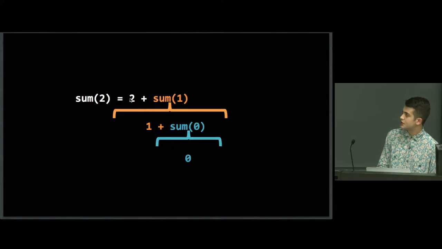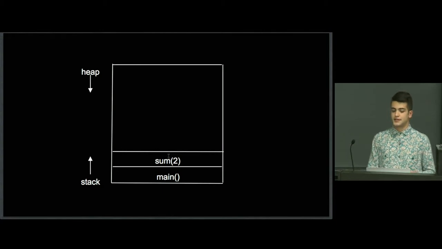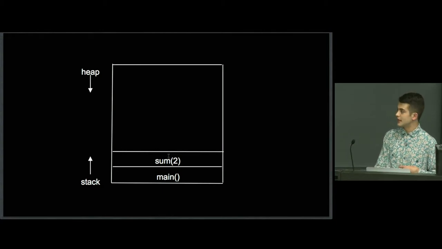So here's what it looks like. You have sum of 2 equals 2 plus the sum of 1, and sum of 1 is 1 plus the sum of 0, which is 0. Make sense? So if we look at the stack of your program, this is what it looks like.